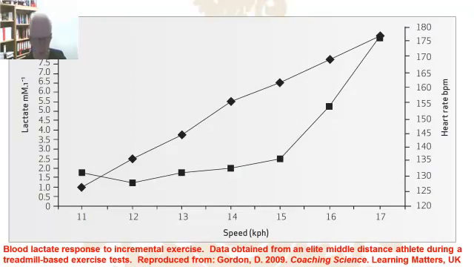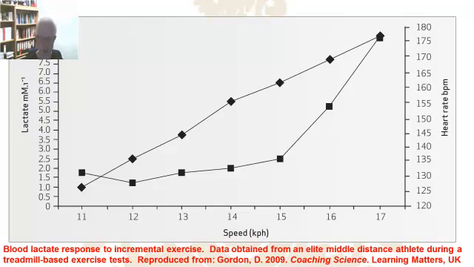So here's some data from an elite middle distance athlete that we collected, in fact, in our labs here, doing an incremental test on the treadmill. What you can see is a pretty typical response. You can see the heart rate, which is the diamonds, and then the blood lactate concentration. This was using 3-minute workloads with increments of speed of 1 kilometre an hour. And this is a very typical response.